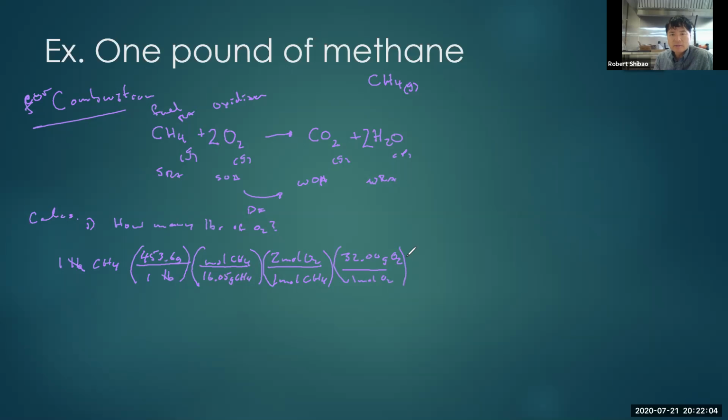And so that takes me to grams, but I don't want grams at the end, I want pounds. So I'm going to convert grams into pounds. In every pound, there are 453.6 grams. And so the grams would cancel. This is going to leave me with pounds of O2. The 453.6 here cancels the 453.6 here. And so let's just punch out the numbers. I'm going to get 2 times 32 divided by 16.05.